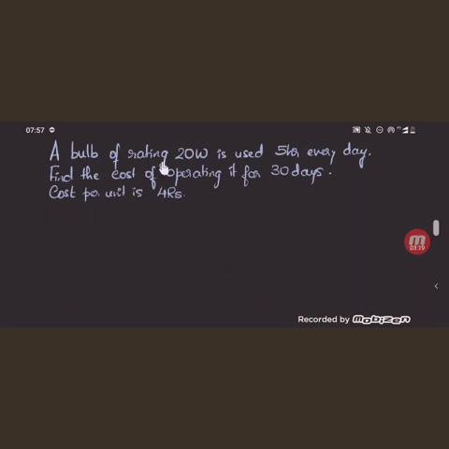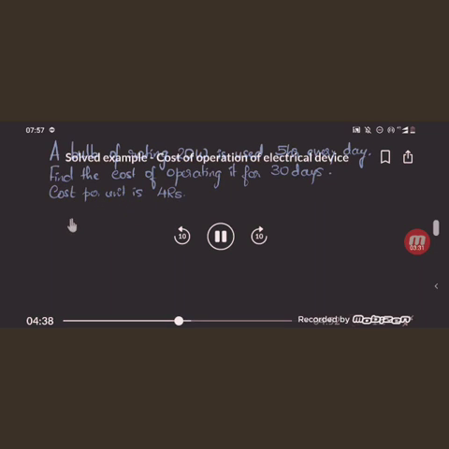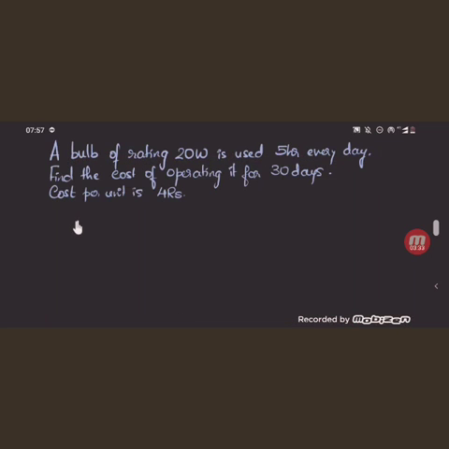A bulb of rating 20 watt is used 5 hours every day. Find the cost of operating it for 30 days. Given the cost per unit is 4 rupees. Great idea to pause this video and see if you can try to do this one yourself.